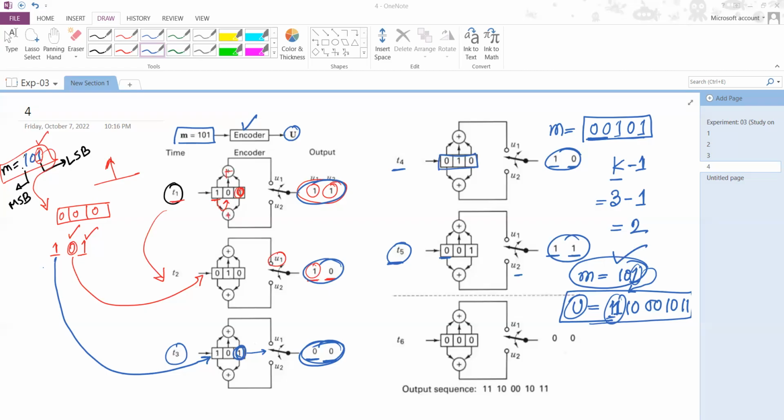Okay, so in the next video, I will discuss the state diagram, and after that, we'll talk about the trellis diagram.